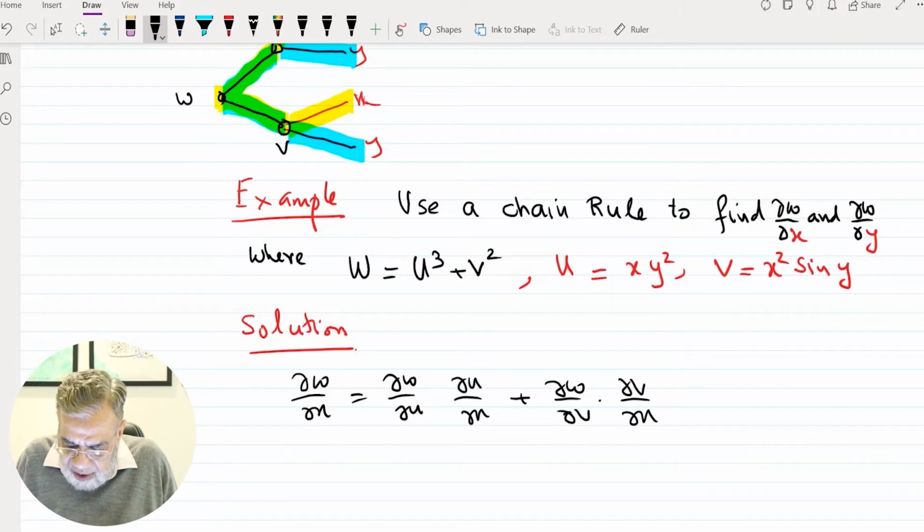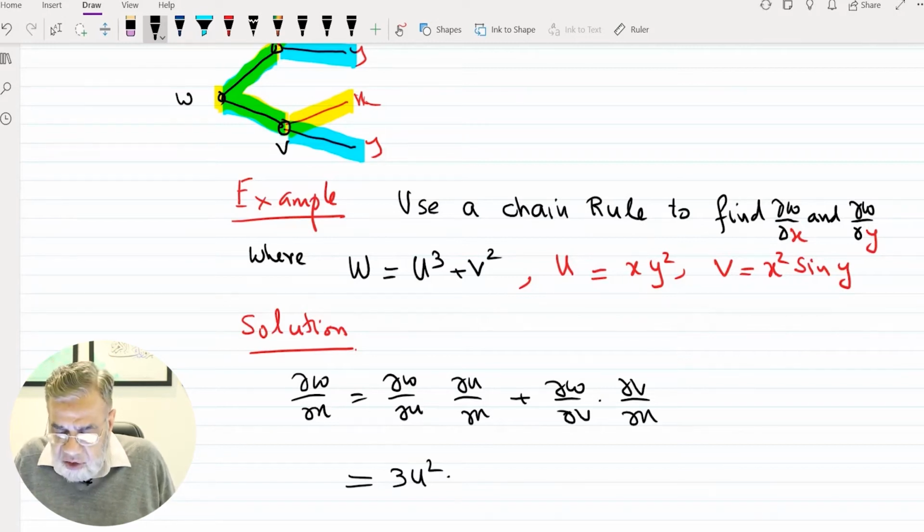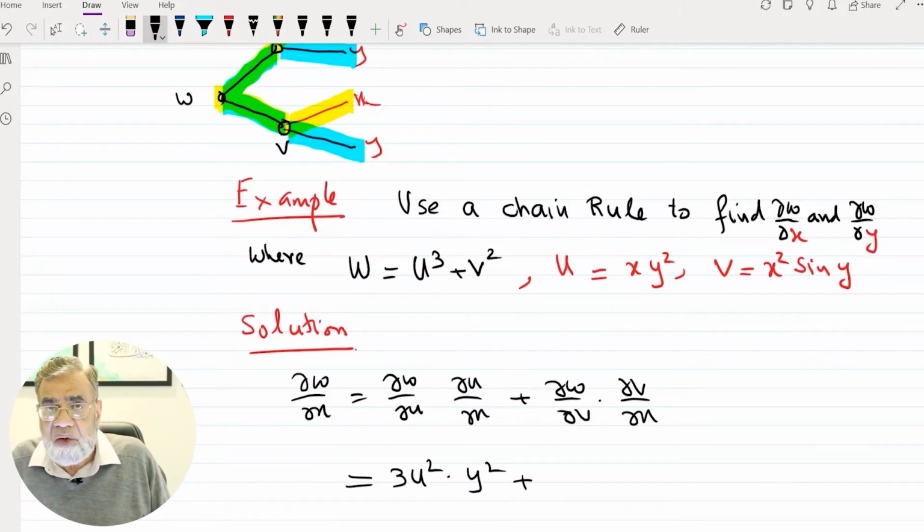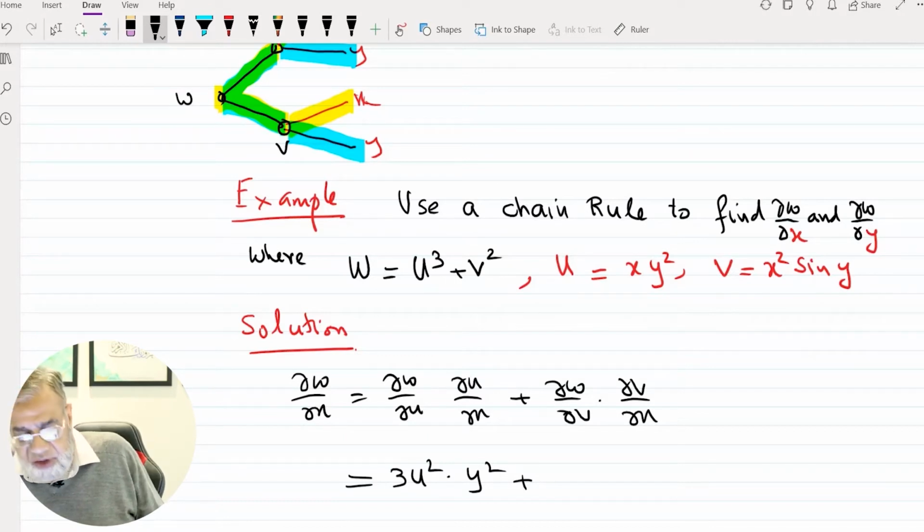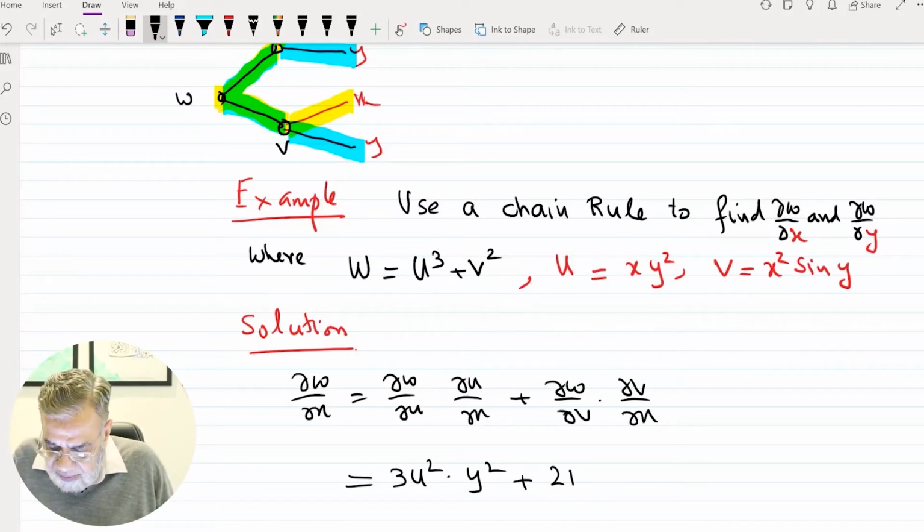So we take our partial derivative. Partial w by partial u will be here: u is changing, v is not changing, v is a constant. We get 3u square, and then partial u by partial x. Here y is not changing, x is changing, so it is equal to y square. We get here y square plus partial w by partial v. Now u is a constant, v is changing. So we get here 2v, and partial v by partial x. And here we get x square sine y, that is 2x sine y.